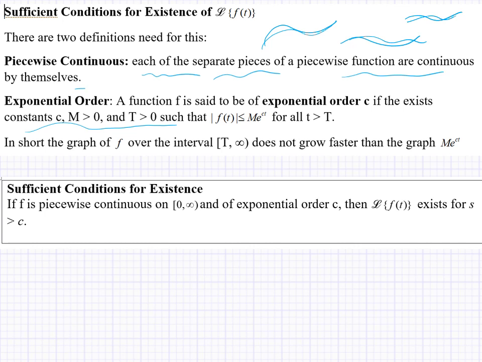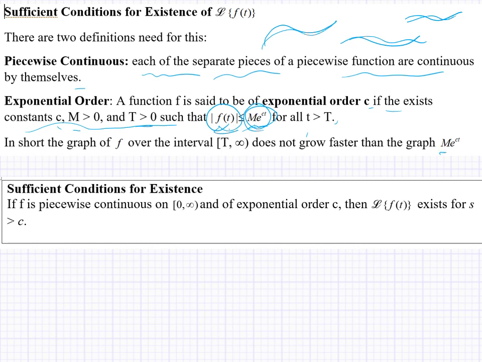Now, of exponential order means, you can read the definition: f is said to be of exponential order c if there exist constants c and m greater than 0 and capital T greater than 0 such that the absolute value of f of t is less than or equal to m e to the ct for all t greater than T. Really what it tells me is that my function grows slower than this exponential function m e to the ct, where m and c are just constants.